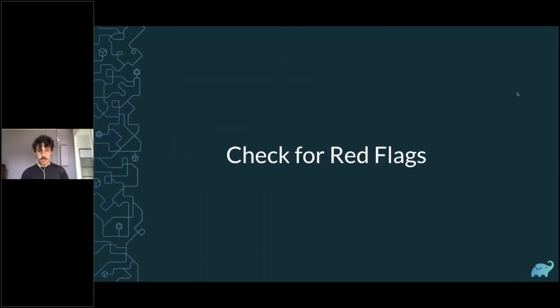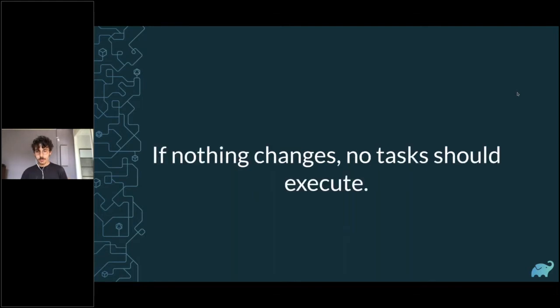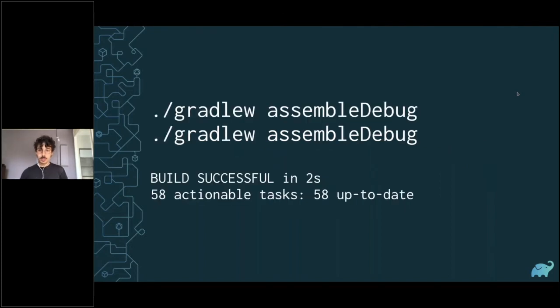Where do we begin? Right, so first we check for red flags. What is a red flag though, right? So first one to check is if nothing changes in your build, like if you're not touching any source files, no tasks should execute, no task should compile, right? So what you can do is run assembleDebug twice, and it says in this case, for this build, there's 58 actionable tasks and 58 were up to date.